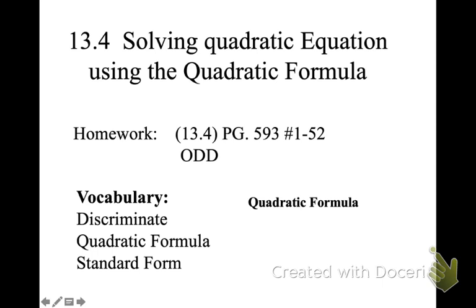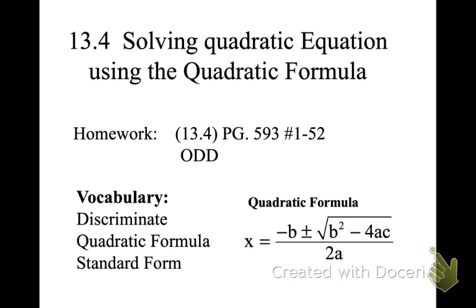Some new vocabulary for the day is discriminant, the quadratic formula, and standard form. And the quadratic formula, here's the formula: x equals negative b plus or minus the square root of b squared minus 4ac all over 2a.